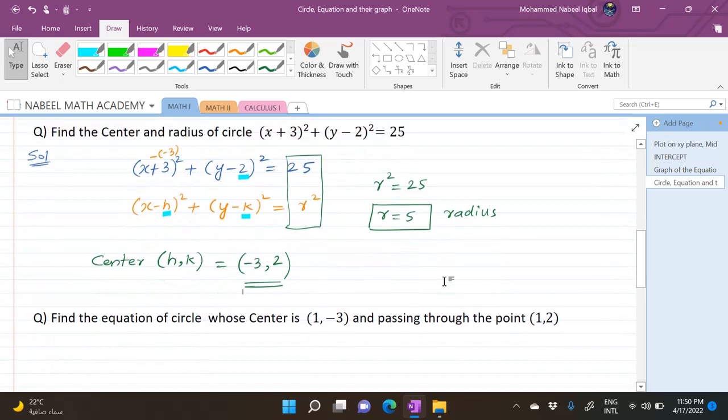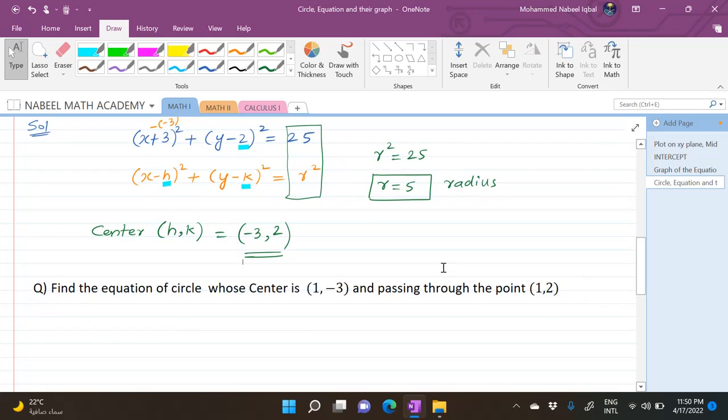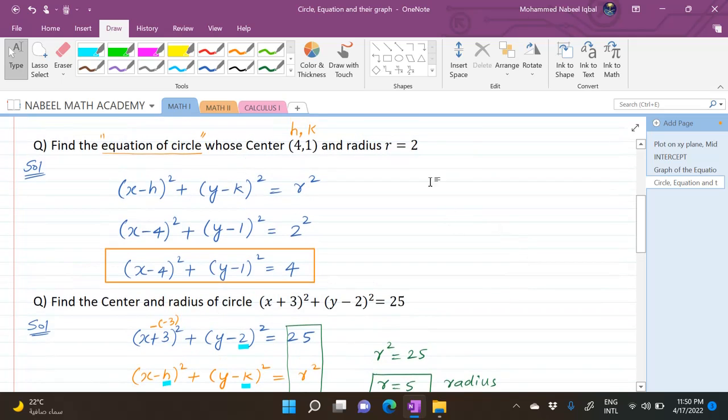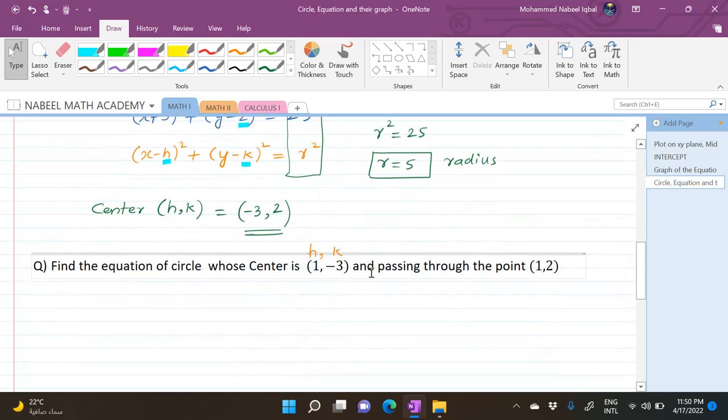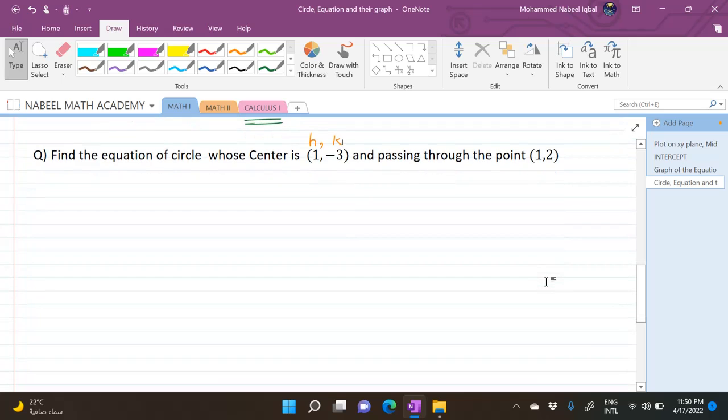Now, the next problem: find the equation of a circle whose center is given. So what are the things I need? The center is given, h comma k is given. But in the first problem, r is given, so directly we substitute. But here r is not given. Instead of r, they give a point it passes through. There is a point given without r. So you have to calculate this one.